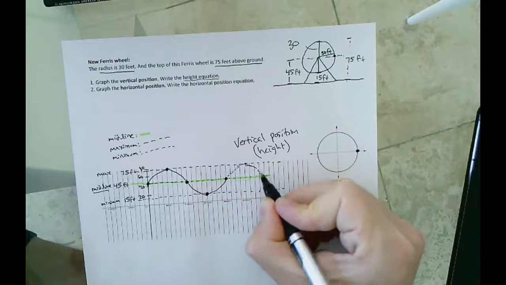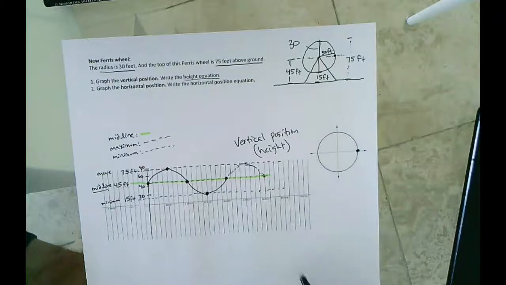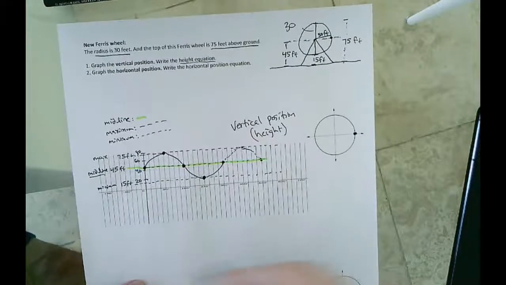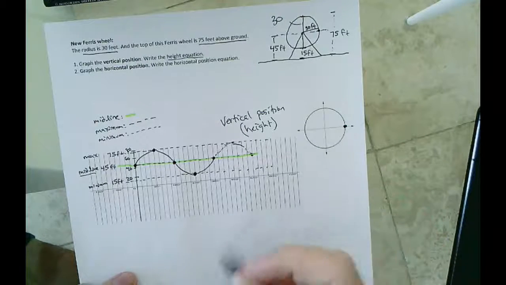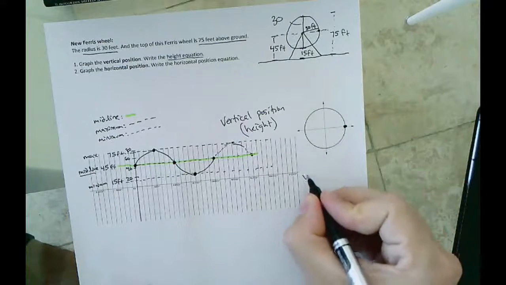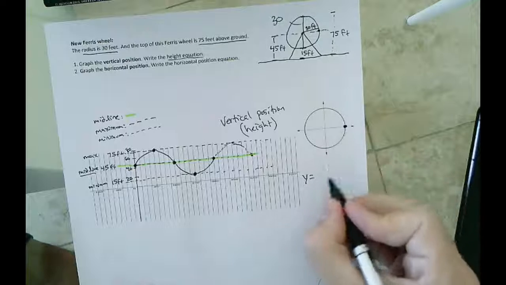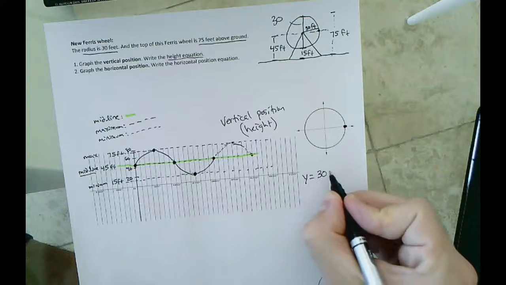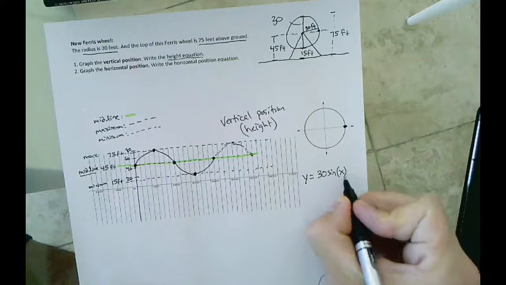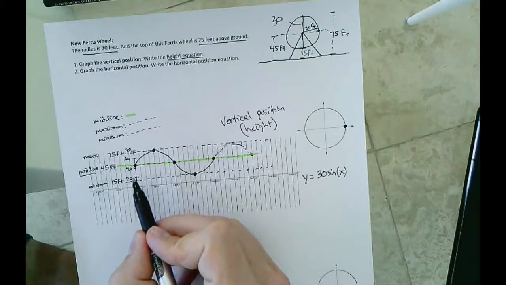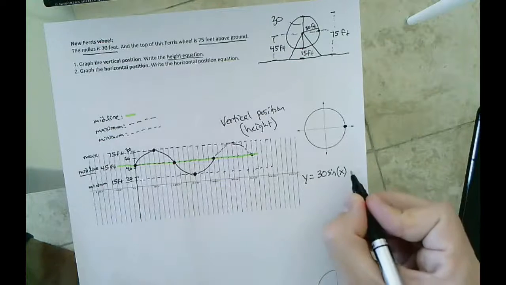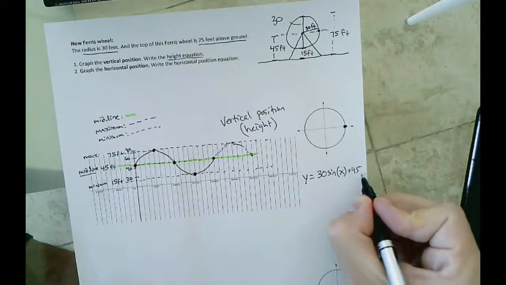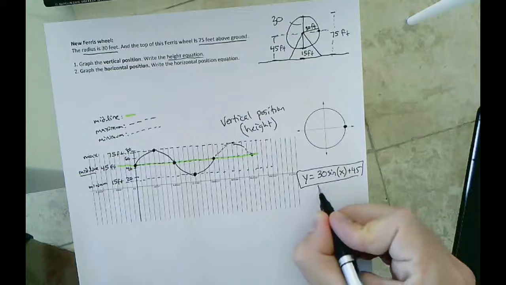And you guys said on the front side of this that we use sine for vertical position. So let's do this. Our equation right here, our radius of this wheel, our amplitude, is 30 sine of x. And then the middle of our Ferris wheel, our midline, is up here at 45, so it will be plus 45. That's going to be our height function.